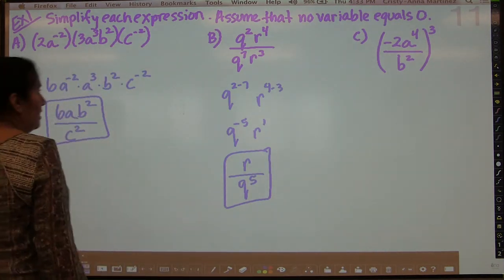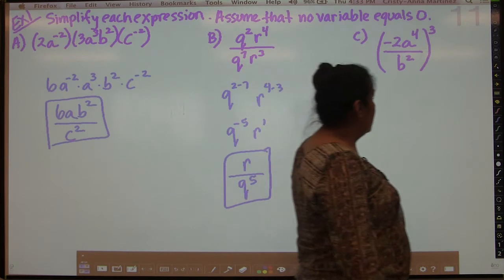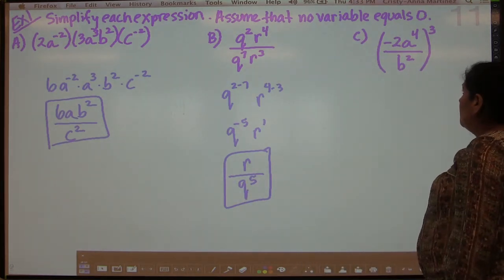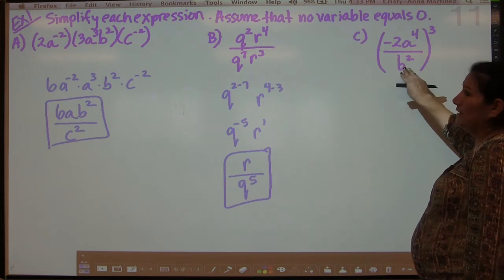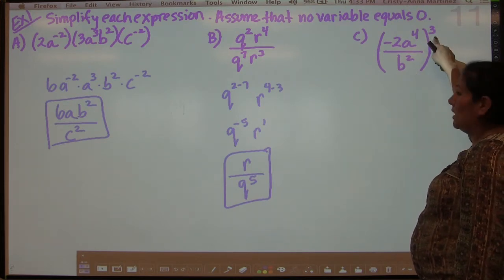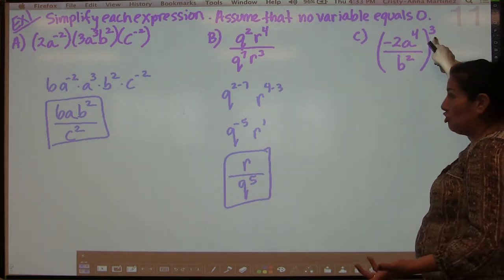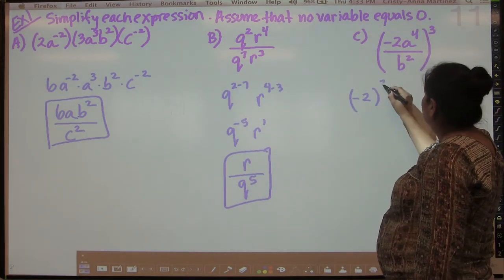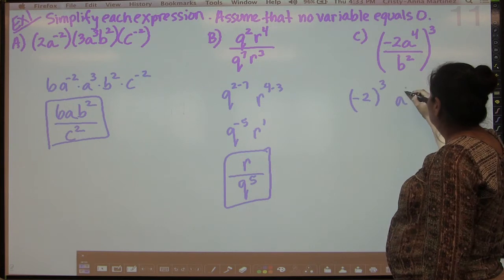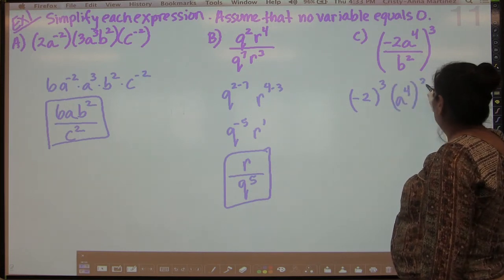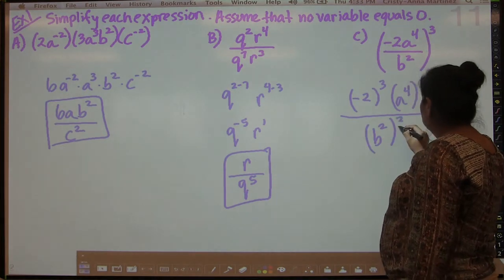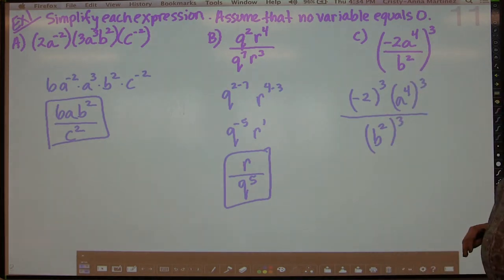And the last one is kind of going to use the distributive property and also the power to a power property. Because basically everything inside this parentheses needs to get that 3 distributed to it. So we're going to have negative 2 to the 3rd power, a to the 4th to the 3rd power, divided by b squared to the 3rd power. So everything gets the 3 distributed to it.